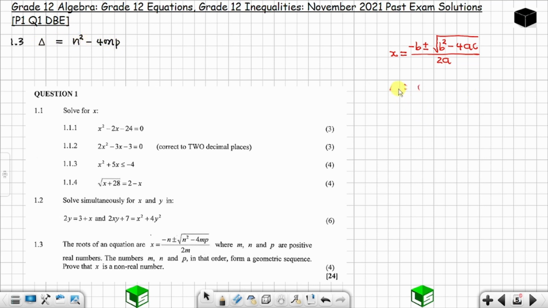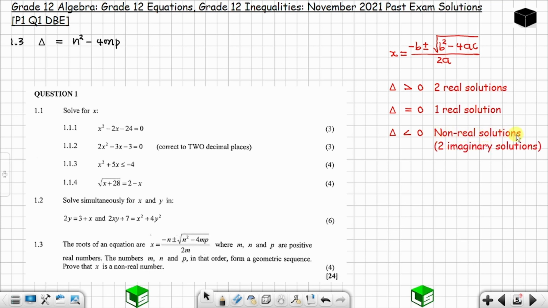When the discriminant is greater than 0, you are going to have two real solutions. If the discriminant, or delta, is equal to 0, you are going to have one real solution. If the discriminant is less than 0, or if delta is less than 0, you are going to have non-real solutions. What you are going to have is two imaginary solutions.